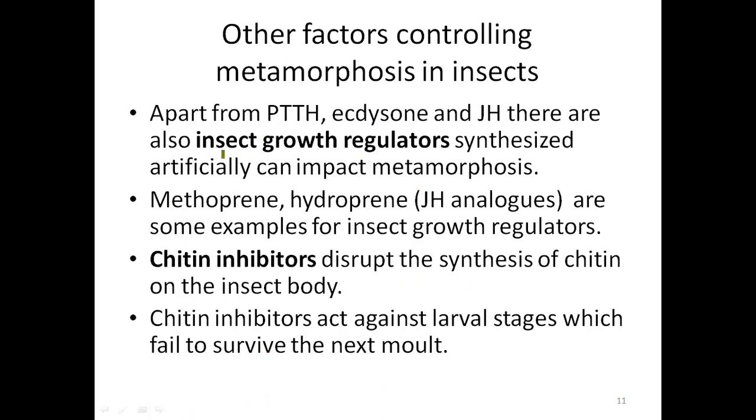Now, apart from these hormones, there are also insect growth regulators, which are artificially synthesized. They also can control the process of metamorphosis. For example, methoprene, hydroprene. These are the analogs of juvenile hormone. They also can be used to control the insect growth. And there are also chitin inhibitors. These can prevent the formation of the chitin. This is used in integrated pest management to prevent the insect pest in the agricultural fields.